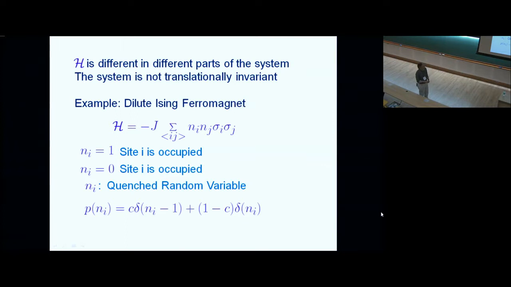And once in a particular system we have chosen the locations of n_i equals 1 and n_i equals 0, this doesn't change as a function of time. This is why these variables are called quenched: they are not dynamical variables, and they do not change as a function of time. There are now a very large number of such disordered systems that people are interested in, and there are phase transitions and all sorts of interesting things going on.